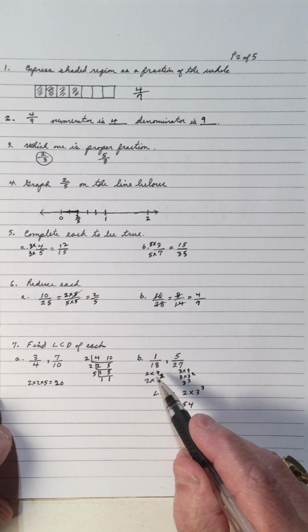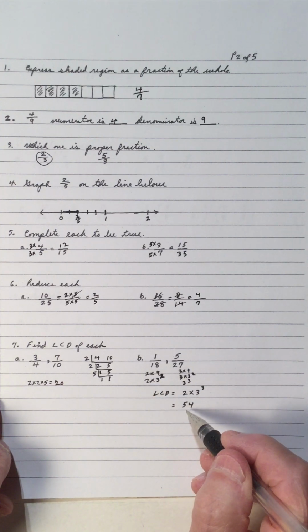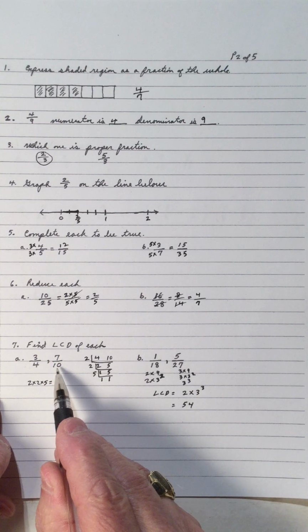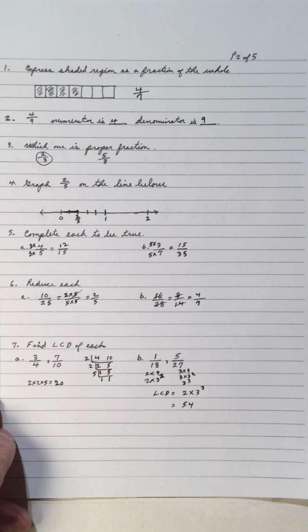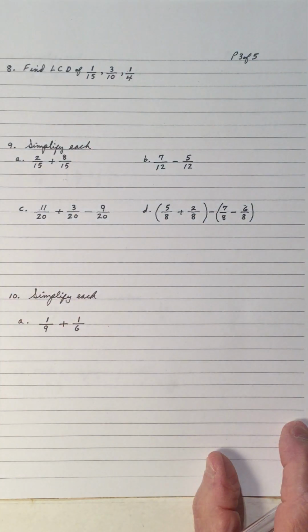The LCD is like a least common multiple. 54 is a multiple of 18 and of 27. And a multiple of 10 and 4, the lowest one, is 20. So LCD is like least common multiple.